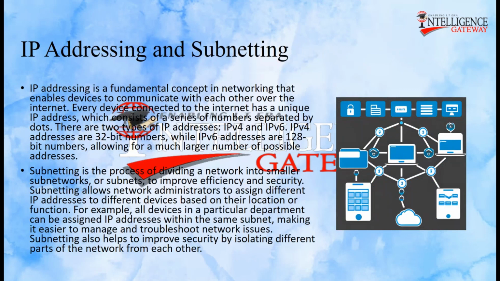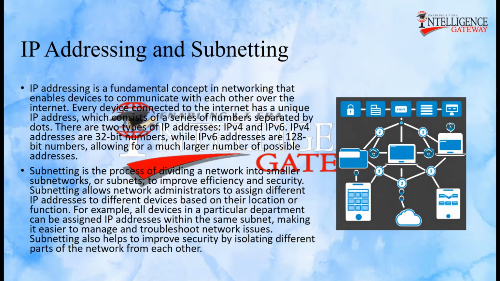IP addressing and subnetting. IP addressing is a fundamental concept in networking that enables devices to communicate with each other over the internet. Every device connected to the internet has a unique IP address, which consists of a series of numbers separated by dots. There are two types of IP addresses, IPv4 and IPv6. IPv4 addresses are 32-bit numbers, while IPv6 addresses are 128-bit numbers, allowing for a much larger number of possible addresses.